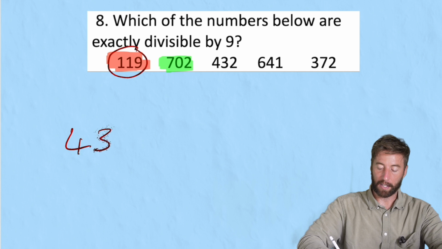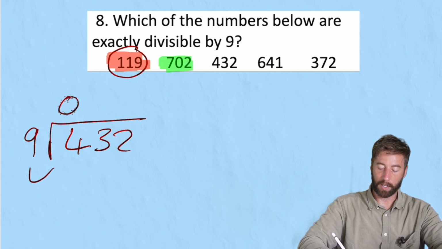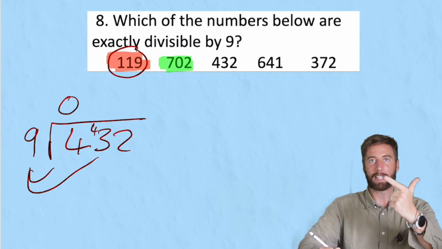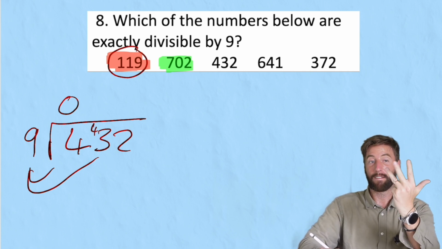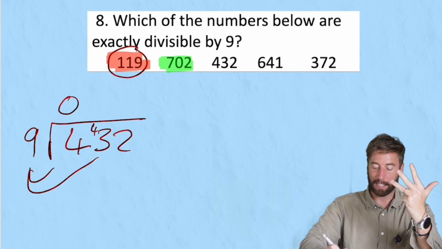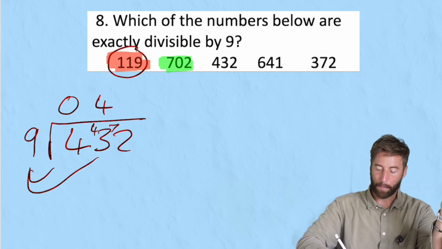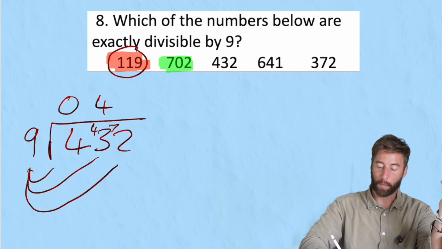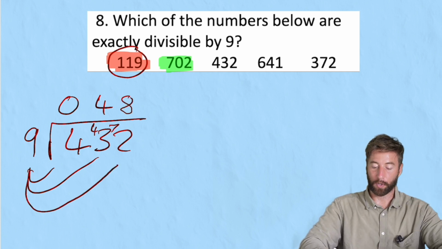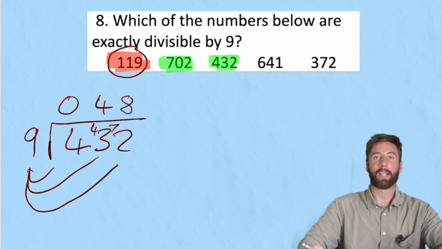4, 3, 2 divided by 9. How many 9s in 4? 0. How many 9s in 43? 9, 18, 27, 36, 45. So it can't be that one. It's 36. So there's 4. Difference between 36 and 43 is 7. How many 9s are there in 72? Well, we already had that one before. It's 8 with no remainders. So we also know 432 is also divisible exactly by 9.